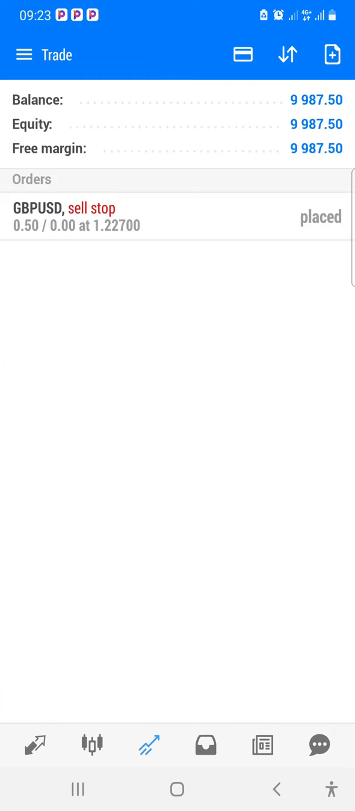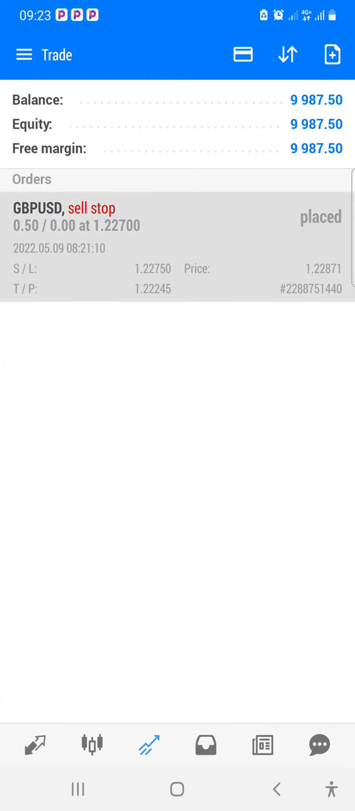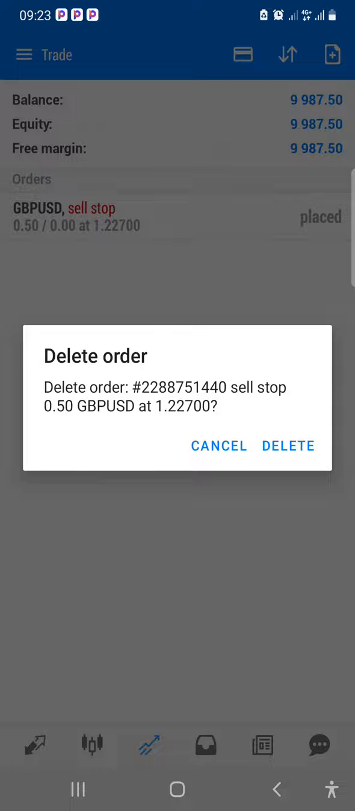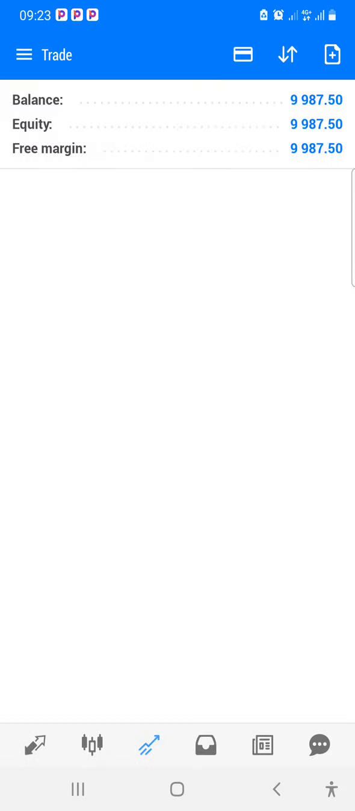I think I've done justice to this. Let me delete this one. So this is how to use MetaTrader 5 in the forex market. The next one is going to be on the indices market.